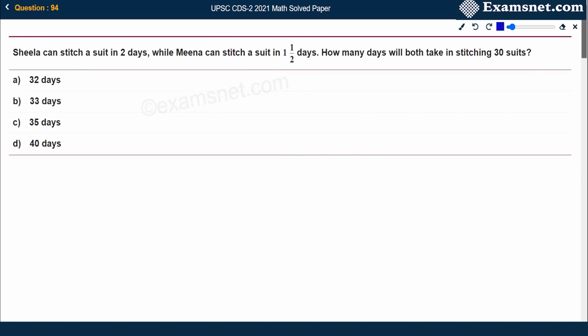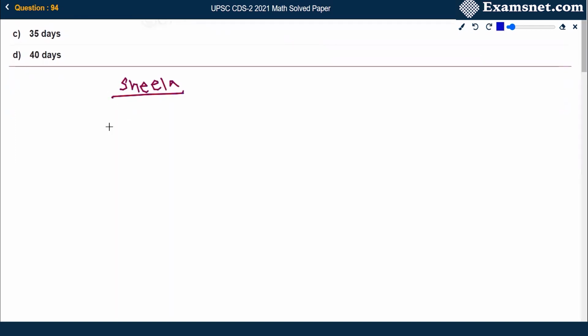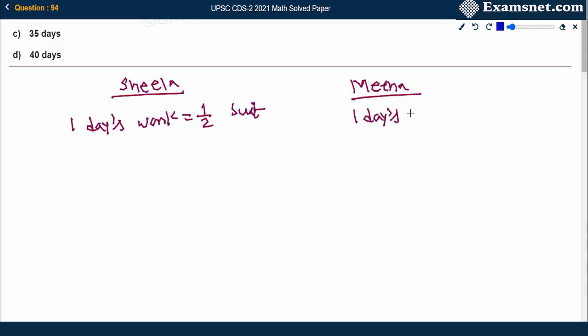So here Sheila can stitch a suit in two days. So Sheila can do how much portion of work in 1 day? 1 day's work will be half a suit, because she can stitch a suit in 2 days. Whereas Meena can stitch a suit in 3/2 days. So 1 day's work will be 2/3 portion of 1 suit, right?